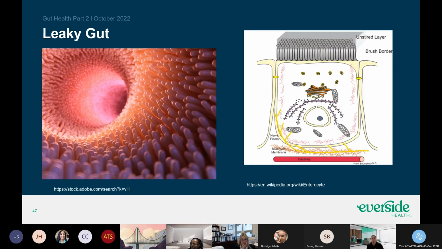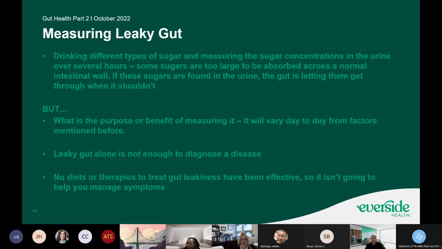So moving on to our next topic, leaky gut. Leaky gut is basically when those tight junctions of your cells open up and allow more bacteria and things to come through, which creates more inflammation. This condition is a little bit different than the rest because, like SIBO, it's very difficult to measure. You can drink different types of sugar and measure the sugar concentrations in the urine over several hours. Some of those sugars are too large to get across the normal gut barrier wall. So if you find them in the urine, the gut's letting them through when it shouldn't be. Otherwise, you wouldn't see it in your urine.